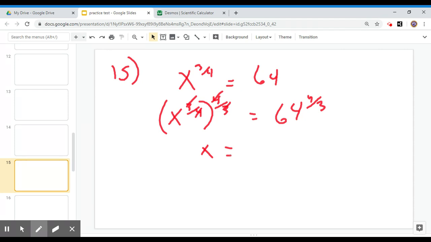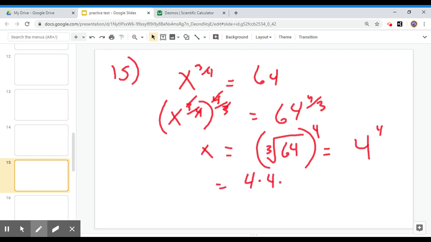Now you could just put that in a calculator and find the answer, but I'm going to do it the long way. So since we have a 3 in the denominator, that's our root. So it's the cube root, 64 to the 4th power. Now the cube root of 64 is 4. So we have 4 to the 4th power, which is 4 times 4 times 4 times 4, which is 16 times 16, which is 256.